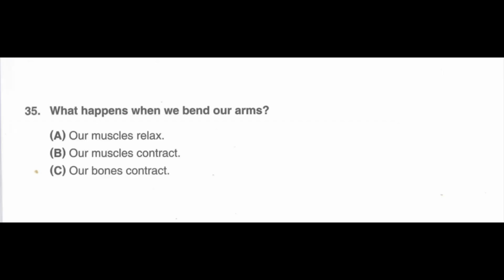Number 35. What happens when we bend our arms? A. Our muscles relax. B. Our muscles contract. C. Our bones contract.